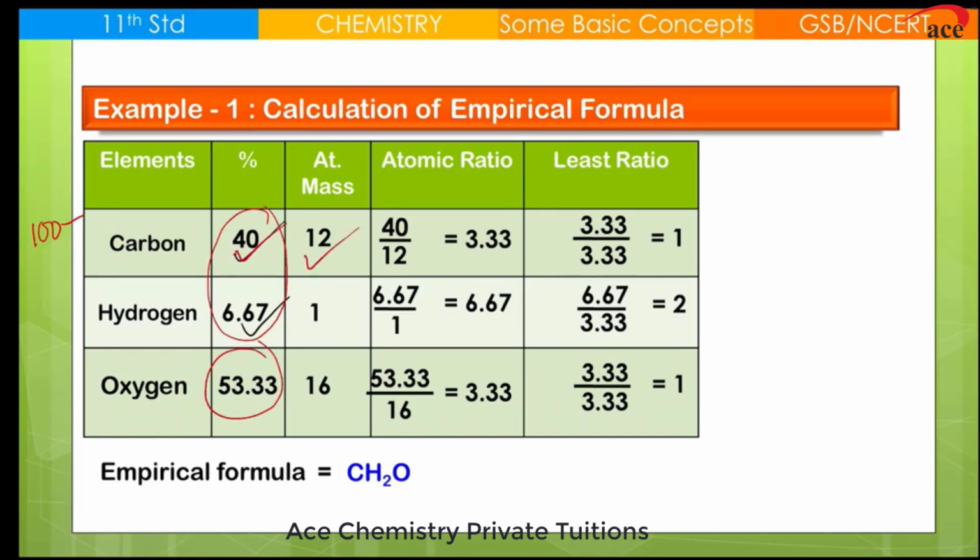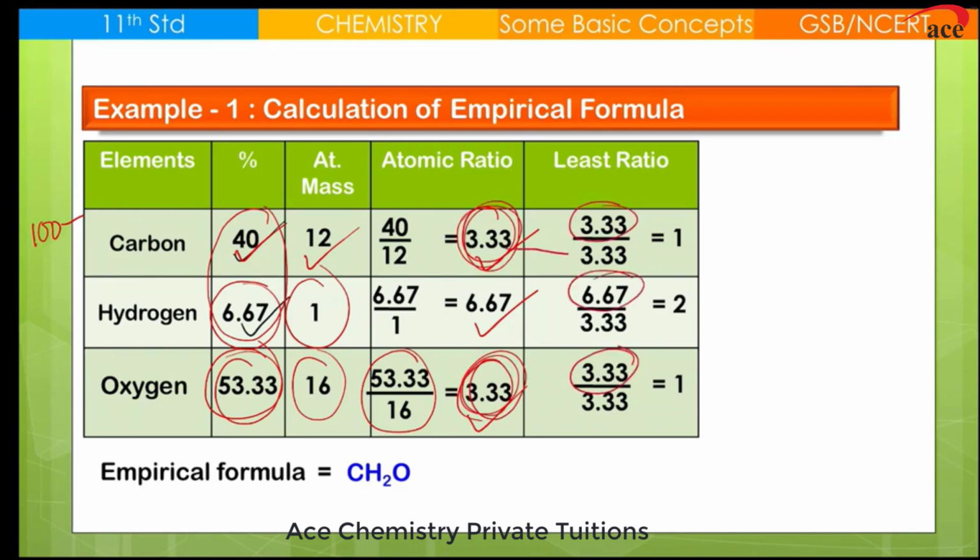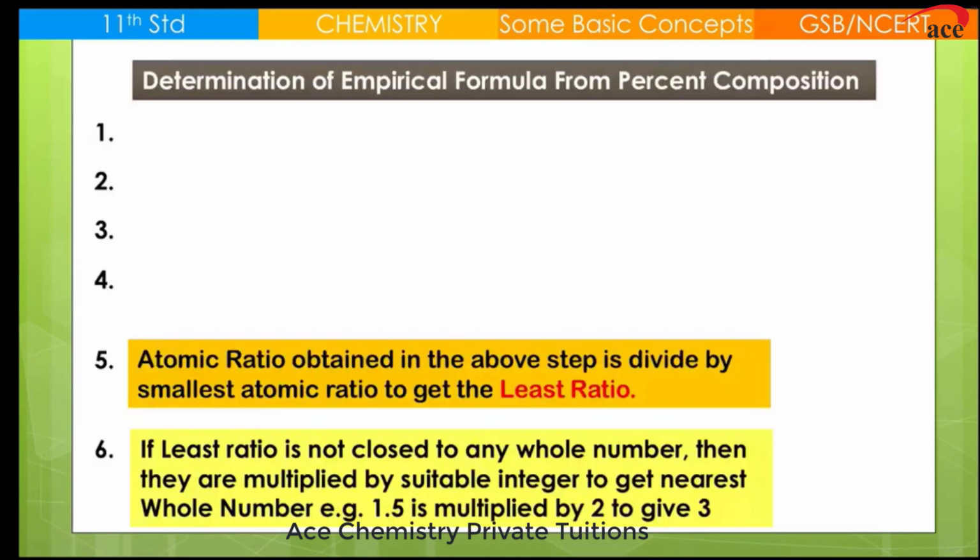We take each percentage, divide by atomic mass, and you get the atomic ratio. Out of this, we find out what is the smallest. Right, 3.33 is the smallest. Take that number and divide each number by the smallest number. Are you understanding it? Then whatever you get will be called the least ratio, and that will give you the empirical formula.